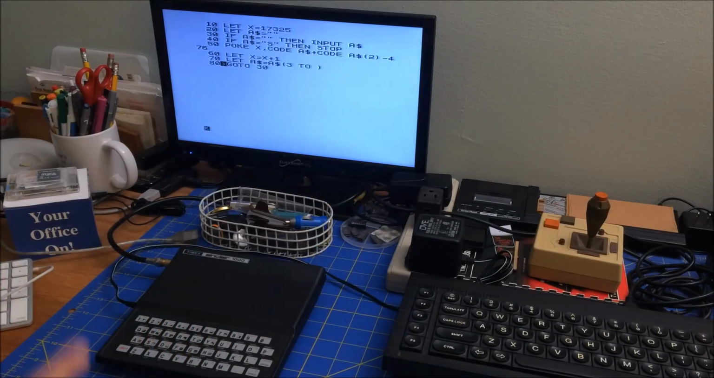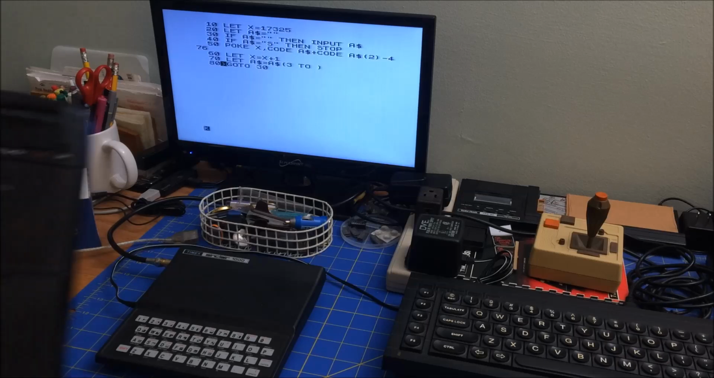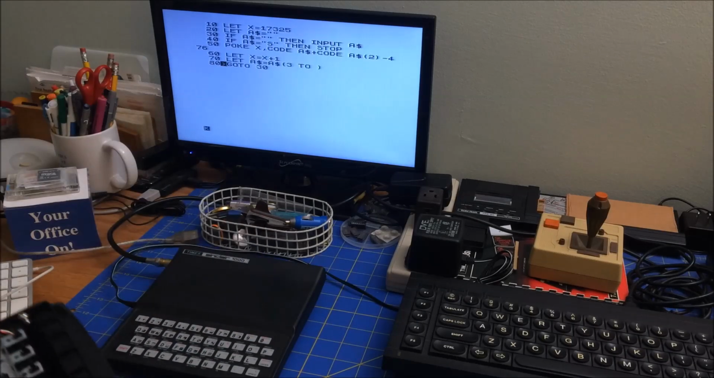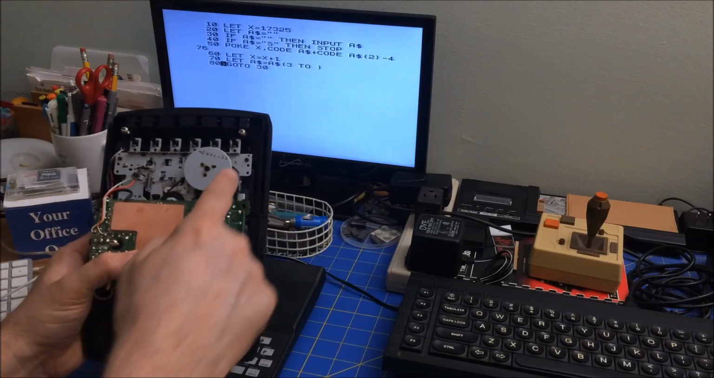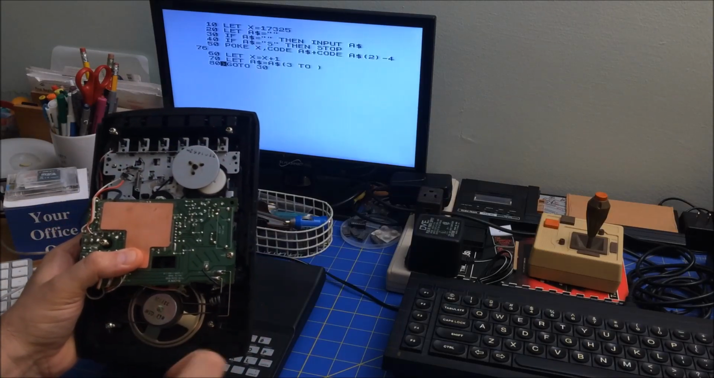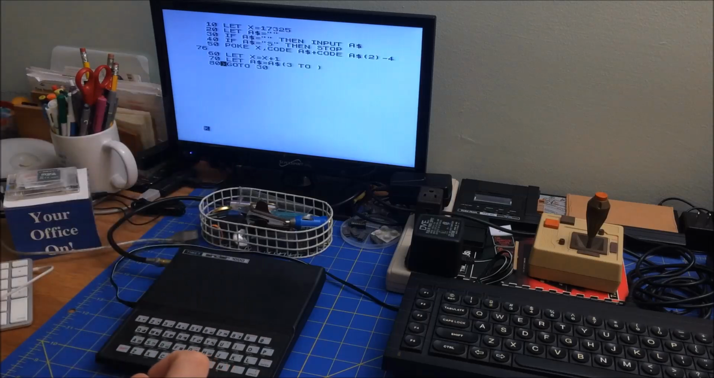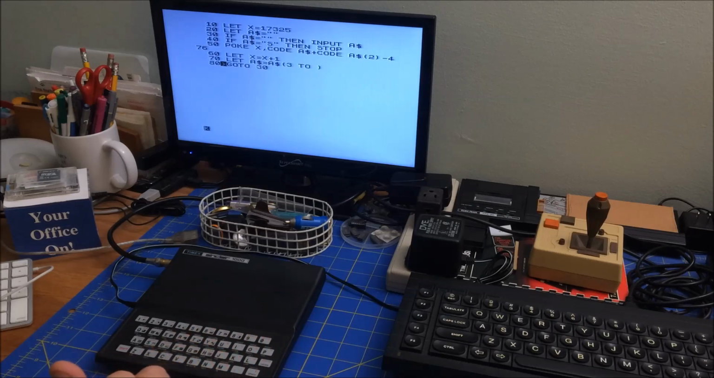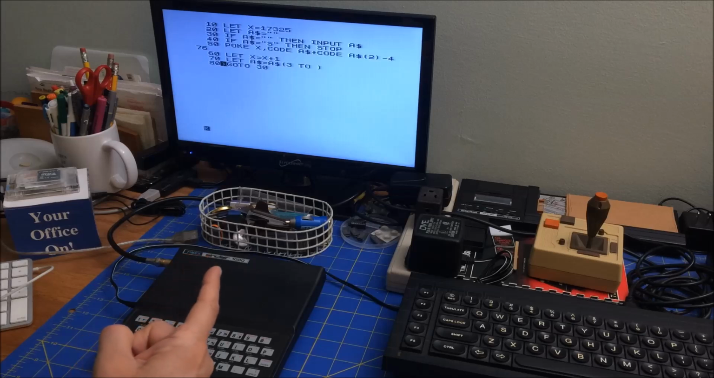Now, the problem is, even with this Sony cassette deck I'm working on right now, it's opened up and broken. I think it's the belt, and I ordered a belt for it. Until I have that, I can't try to recover my tape. I've tried to recover it on other cassette decks and it doesn't work. So I'm working on that, but this is only an 8-line program.